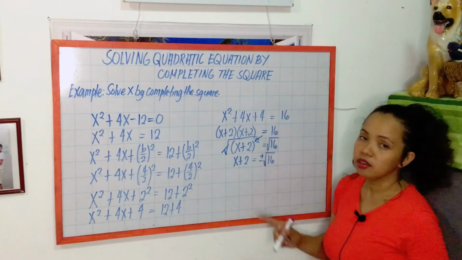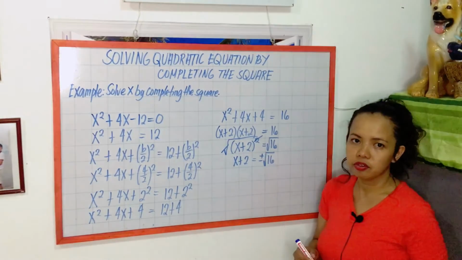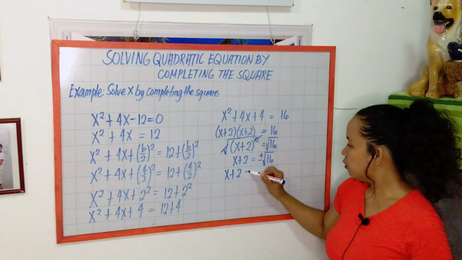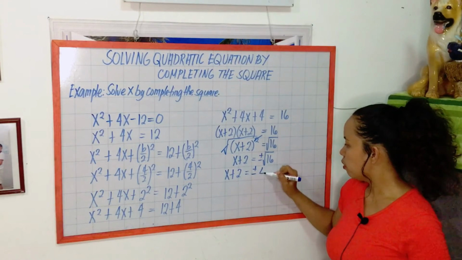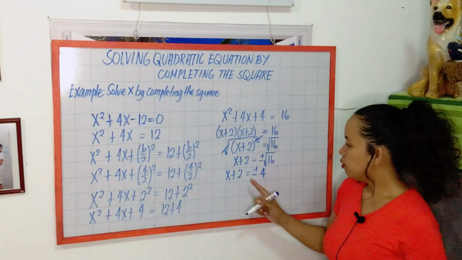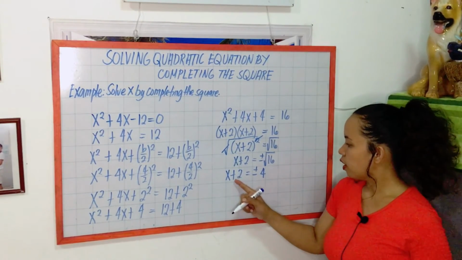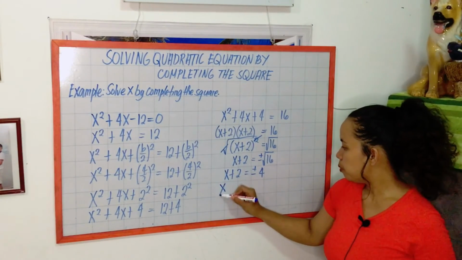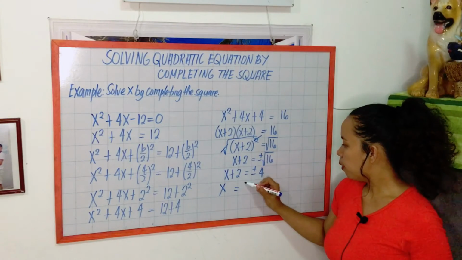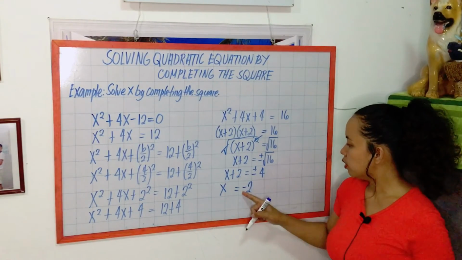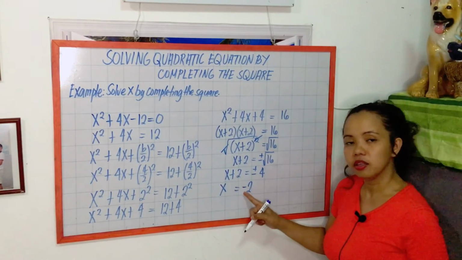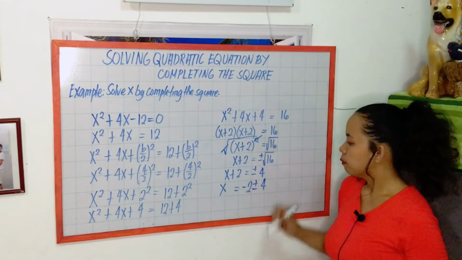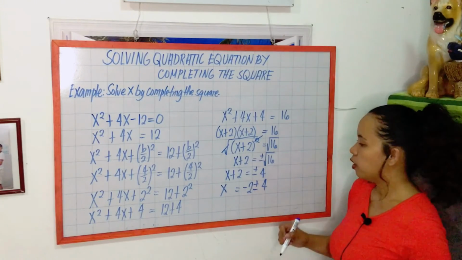Since 16 is a perfect square, ano yung answer? Square root of 16 is just 4. So, this will be x plus 2 is equal to plus minus 4. Then, we can move 2 on the other side para ma-solve natin yung x, because our goal is to solve for x. So, this will now be x is equal to negative 2, negative kasi from positive, ililipat natin sa kabilang side, magiging negative siya, plus minus 4.